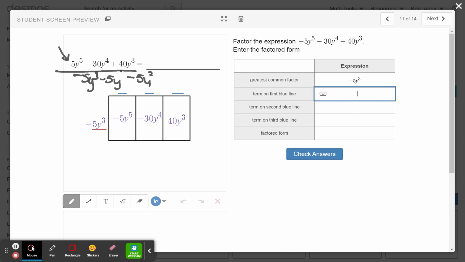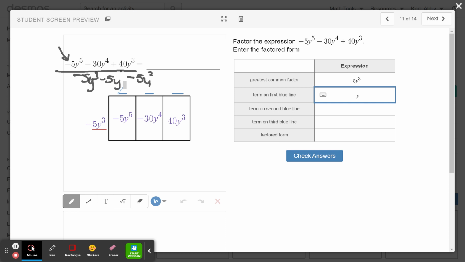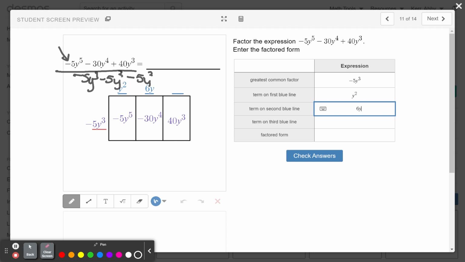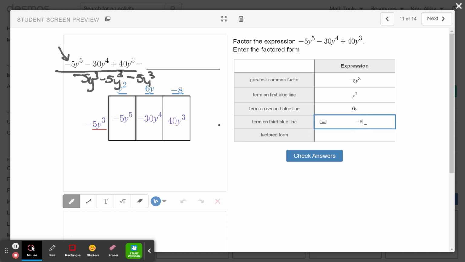So negative 5y to the fifth divided by negative 5y to the third. Divide the bases, subtract the exponents. So then this is 6y to the third. Sorry, my pen skipped out, so that should be a 3, that should be a 3. 4 minus 3 is just y. And then this is a negative 8. Be careful with your sign. Positive divided by negative is negative.